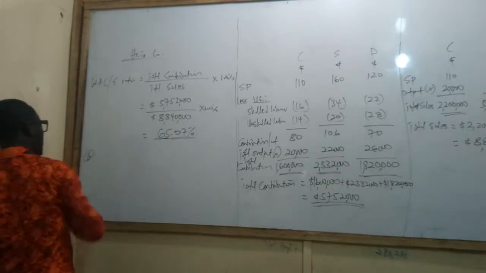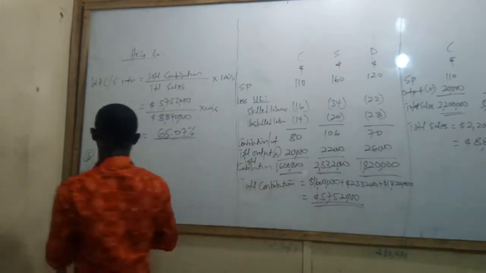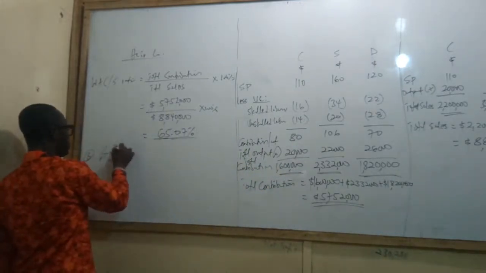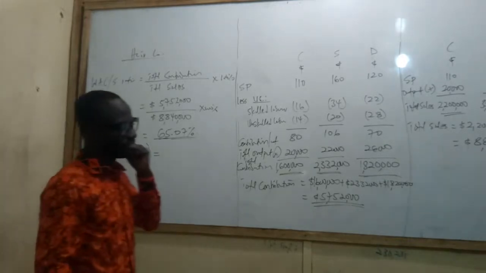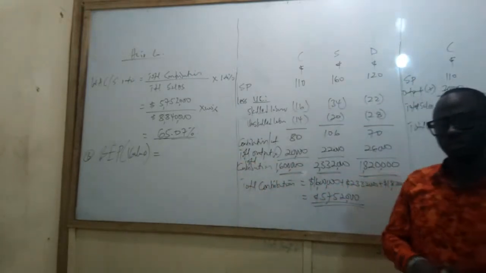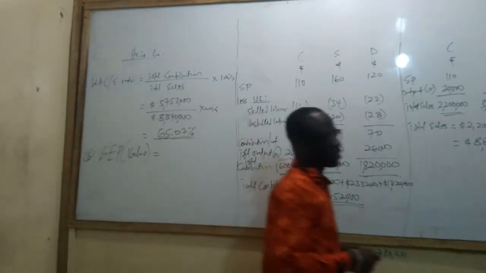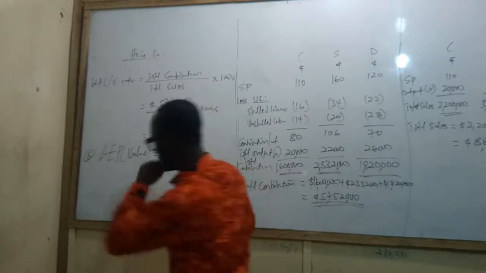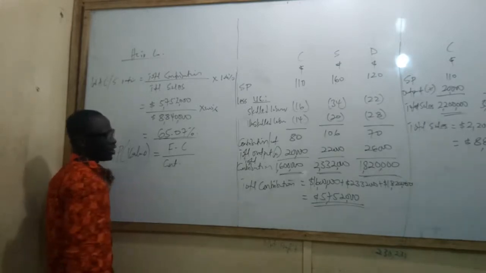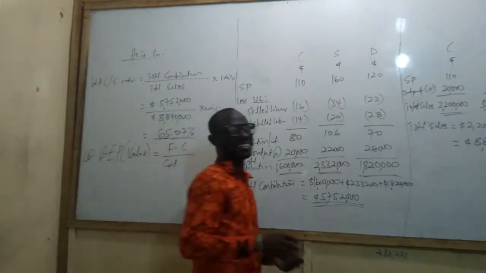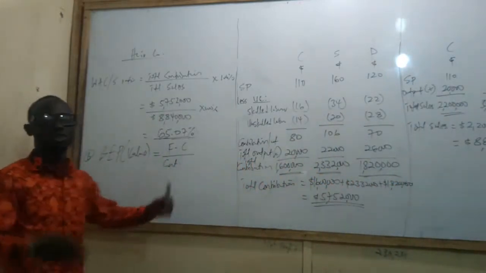So B, it says we should calculate what? Total break-even sales revenue. So we are calculating break-even points in value there. What's the formula for break-even point in value? Fixed cost divided by contribution per unit, times selling price.